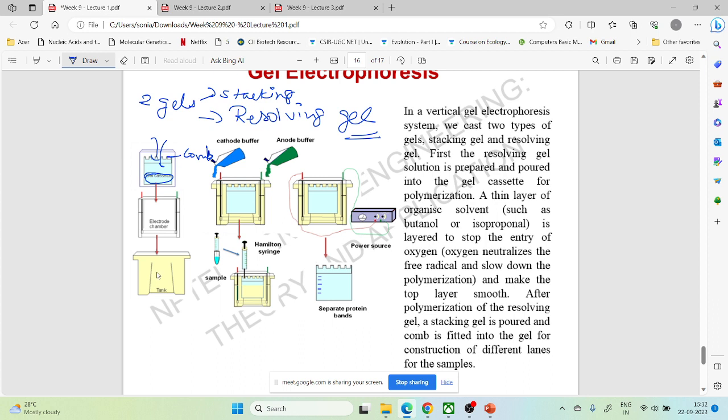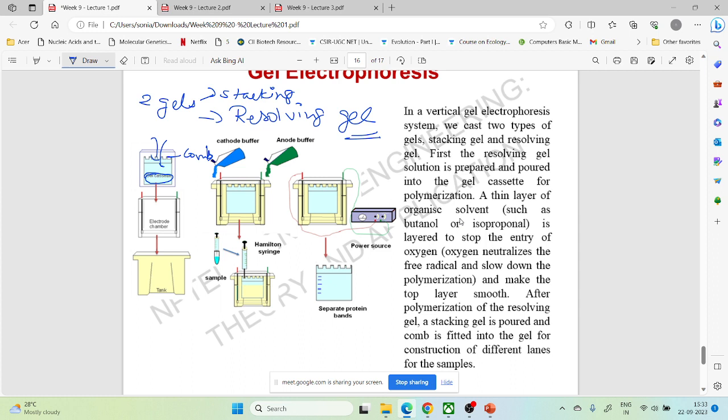So first, when you are preparing your gel electrophoresis, you have to add the resolving gel. You will let your resolving gel settle down. After the resolving gel has settled, you can add a thin layer of an organic solvent such as butanol or isopropanol, or in some labs they also add a little bit of water over it, and then they remove the water just to make the surface smooth and just to make sure that everything is solidified.